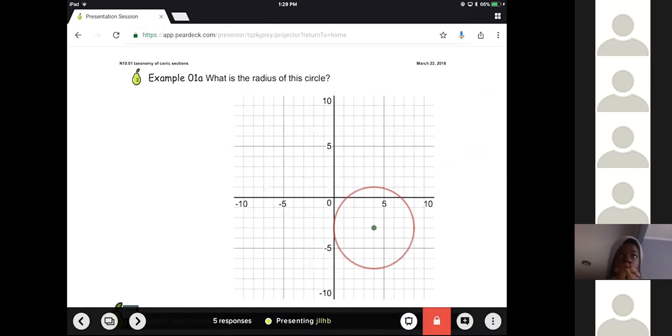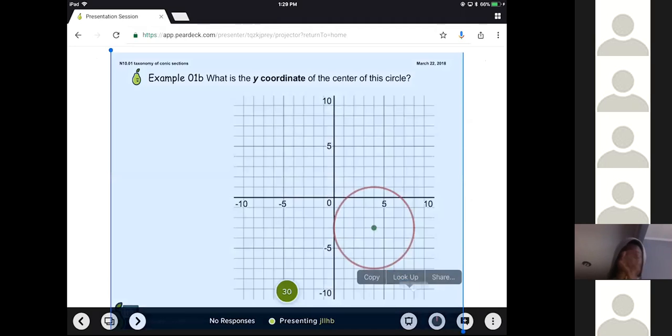All right. And then what is the y coordinate of the center of this circle? And again, this will be fast, but Pear Deck doesn't let you enter points, which is a little frustrating, but there you go.